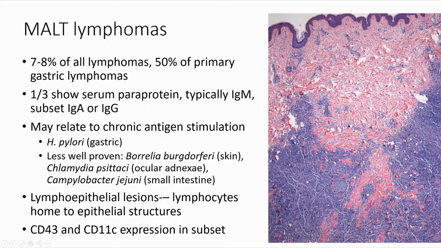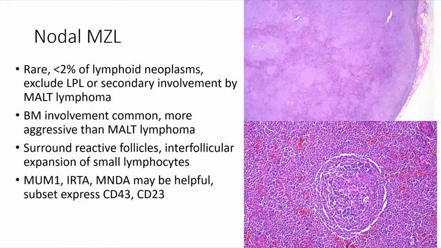Nodal marginal zone is much less common than MALT, and secondary nodal involvement by a MALT lymphoma may be more common. So it's important to exclude that. Also, lymphoplasmacytic lymphoma can also create a challenge. Bone marrow involvement is more common in nodal marginal zone as compared to a MALT lymphoma.